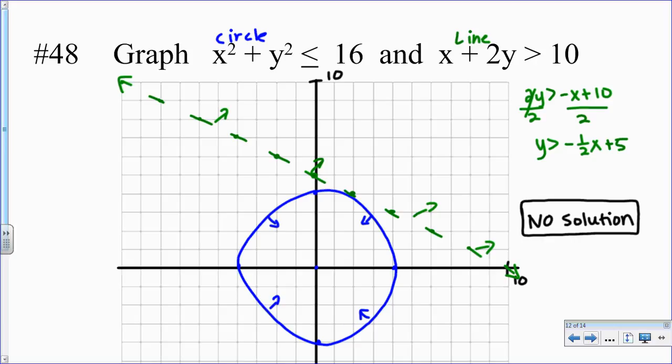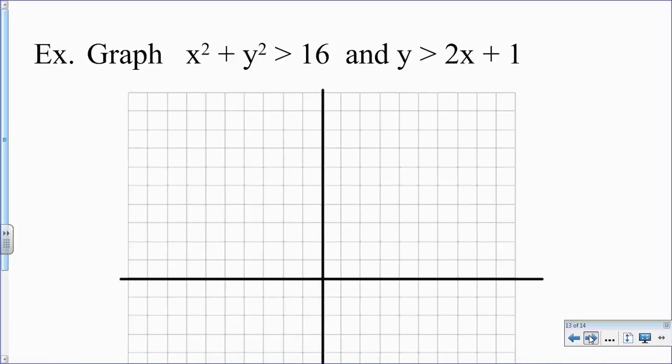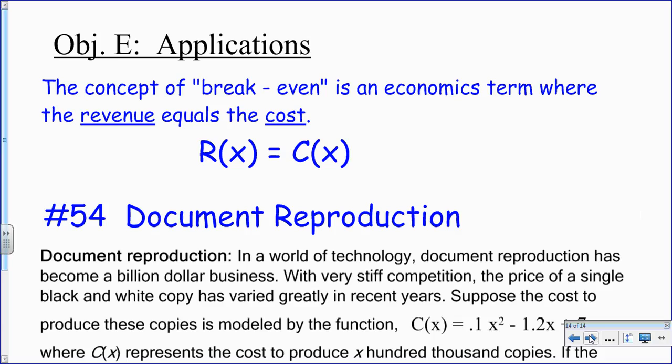Okay, questions about that? Okay. All right, we're going to look at just one word problem here.